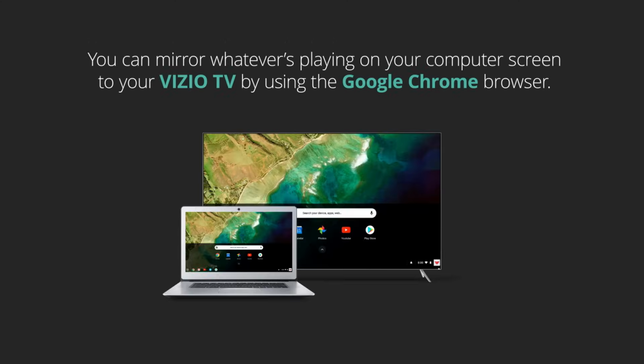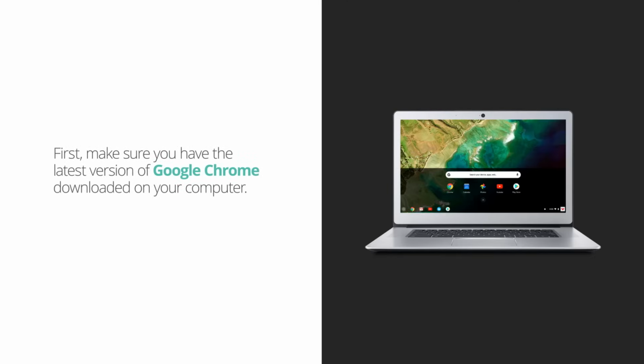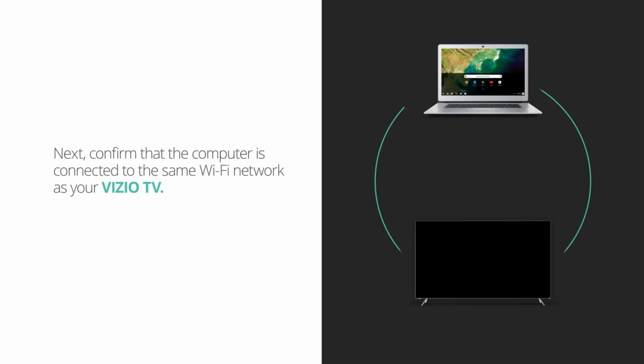Did you know you can mirror whatever's playing on your computer screen to your VIZIO TV by using the Google Chrome browser? Here's how you do it. First, make sure you have the latest version of Google Chrome downloaded on your computer. Next, confirm that the computer is connected to the same Wi-Fi network as your VIZIO TV.